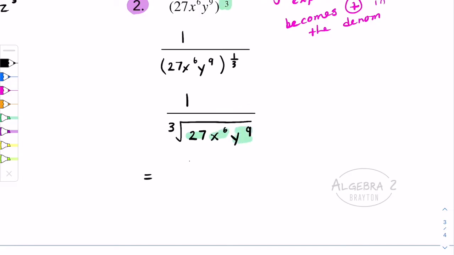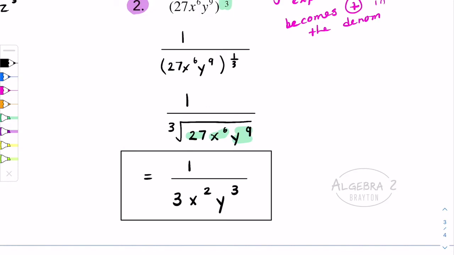So my final answer is 1 over 3, the cube root of 27 is 3, x squared, y cubed. And that is already in exponential form, so we're going to leave our answer alone. This is our final answer.